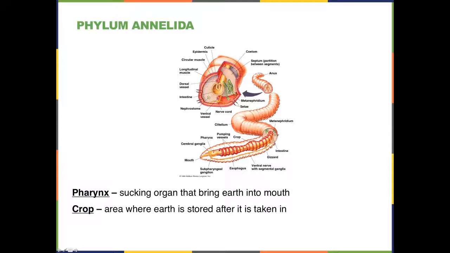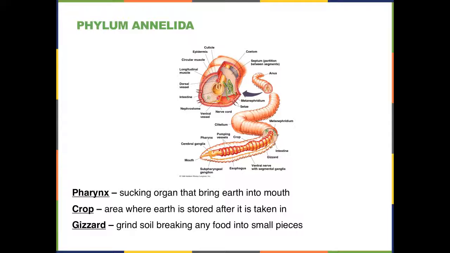Now it moves down the digestive tract. Here's the esophagus to a point called the crop. Now the crop is what we would call in ourselves a stomach. It's just a storage area. Whereas this takes in dirt, moves it along, it's stored in this area until it can be moved to the next organ, which is here, which is called the gizzard. Now this is the first animal that we'll see that has a gizzard.